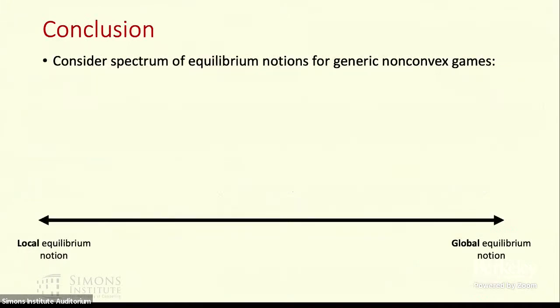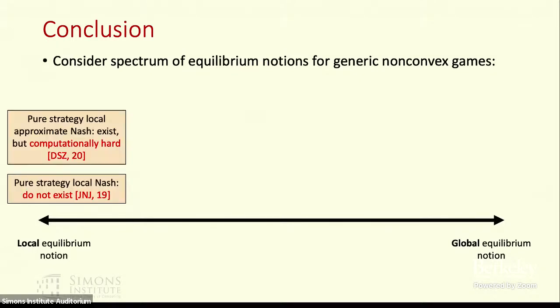Okay. So I'll finally conclude. There's a lot of different notions of equilibria out there in the literature in the setting of generic non-convex games. On the one hand, there are these notions of equilibria, which are local in nature that I discussed earlier on, namely pure strategy local approximate Nash, and pure strategy local Nash. Unfortunately, they're either computationally hard or do not exist sometimes, respectively.